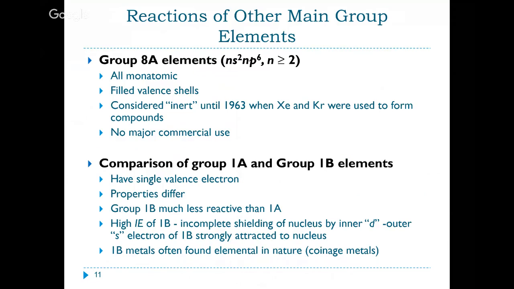Lastly, looking at our noble gases, or group 8, they're all monoatomic, so they're always found in nature all by themselves. They have completely filled valence shells. They were considered inert, meaning that they didn't react, which is why they used to be known as the inert gases, but then it was shown that when fluorine was introduced to xenon and krypton, compounds could be formed. No major commercial use except for helium. Helium is used to fill up balloons.